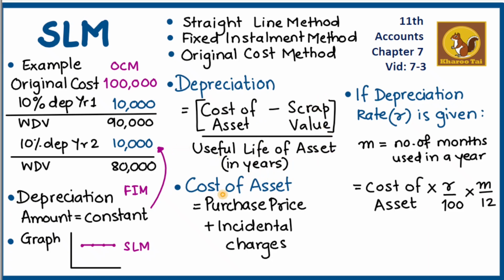in years. In the cost of the asset, we include the purchase price and other incidental charges. If these details are not given, and just a rate is given, then we can calculate depreciation using this formula: cost of asset into rate divided by 100. And if the asset is not used for the whole year but a part of the year, then we can calculate proportionate depreciation. For example, if we have used the asset for 3 months, then 3 divided by 12. For 6 months, then 6 divided by 12. That's how we calculate the depreciation.